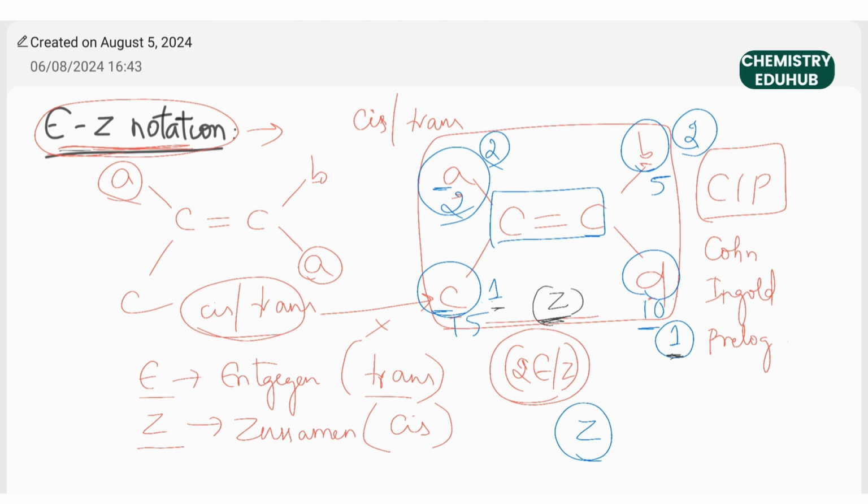So EZ notation is an extended version for cis and trans geometrical isomers. When there are four different groups around the carbon-carbon double bond, we use Cahn-Ingold-Prelog rules, where priority is given to the atoms with higher atomic number, and if same priority groups are on the same side, then it is Z or Zusammen. If they are on the opposite side, then it is E or Entgegen. This is the extended version for geometric isomerism, that is EZ notation.